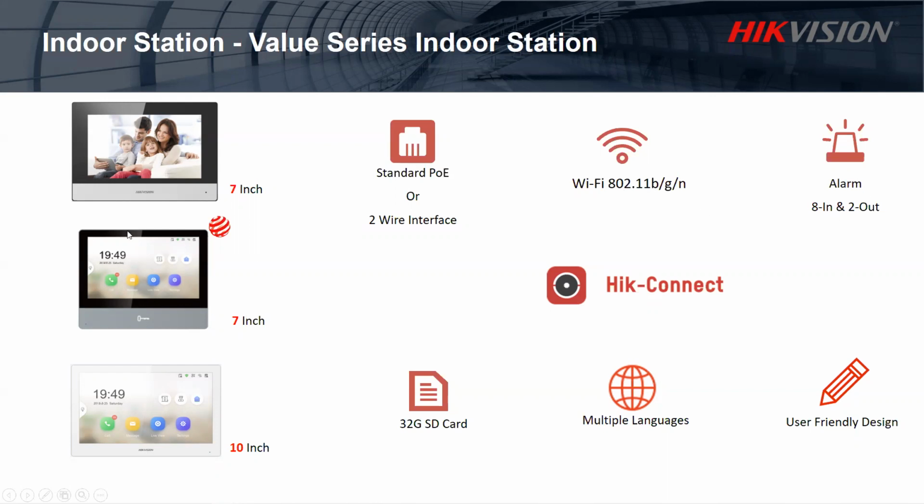On the back of this unit, it has 8 alarm inputs and 2 alarm outputs for different applications, a couple of which I'm going to tell you about in the next slide. Plus, it's compatible with the HiConnect, so you can add your HiConnect easily in each of the indoor stations. As well, it has a 32 gigabyte SD card slot inside. If you want to record or take more captures of who comes and calls you, then you can install a 32 gigabyte SD card. Plus, you get multiple languages and a very user-friendly design.